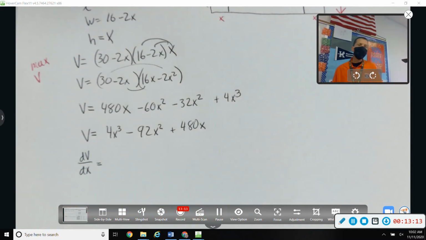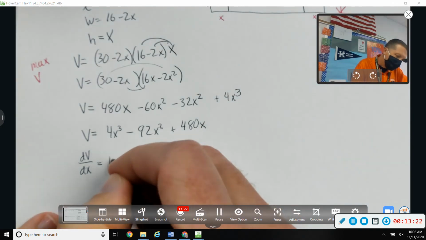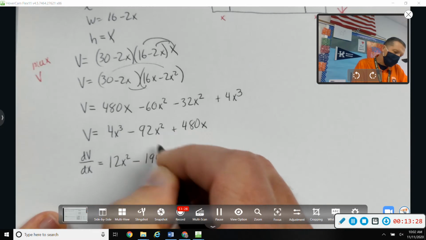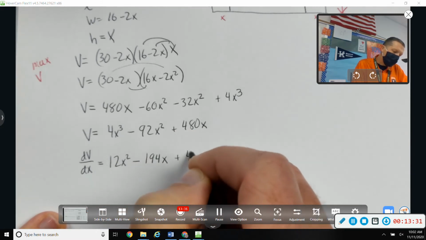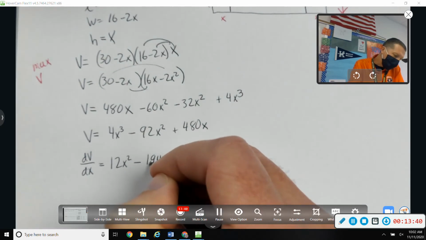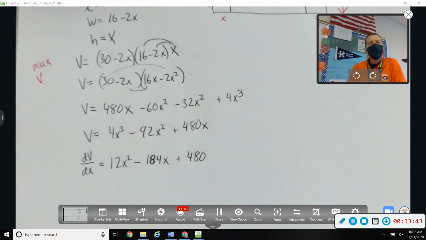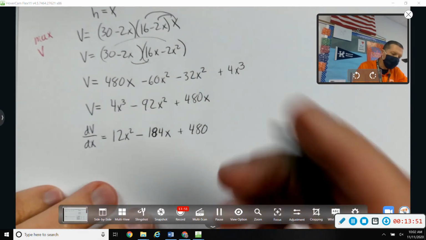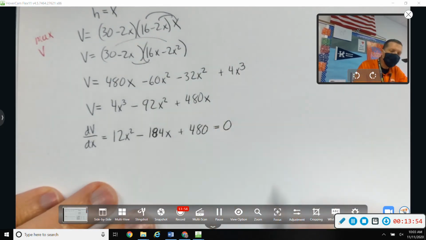All right, so let's take its derivative, because we want to find those places where it reaches a max or min. In this case, we want a max, because we want to maximize the volume. 12x squared minus 194x plus 480. What did I mess up? 184x. Thank you. 184x. That looks terrible. Well, it doesn't look terrible. It wasn't hard to find. What's going to be terrible is when we set it equal to 0.